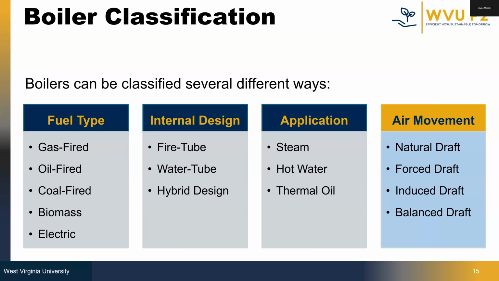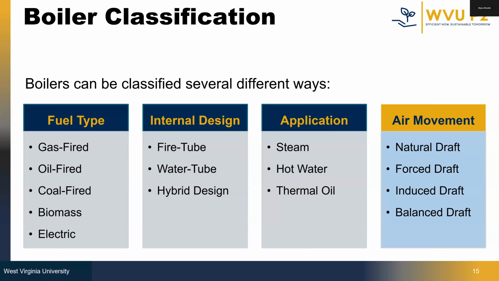And finally, there's balanced draft boilers that have a fan at both the air inlet and the furnace outlet. And this design helps maintain stable furnace pressure. And it's going to be most common at large utility scale power plants where the pressure stability is much more critical.